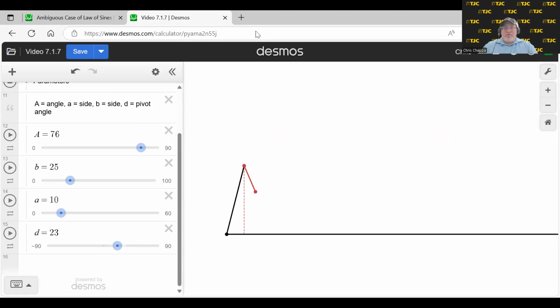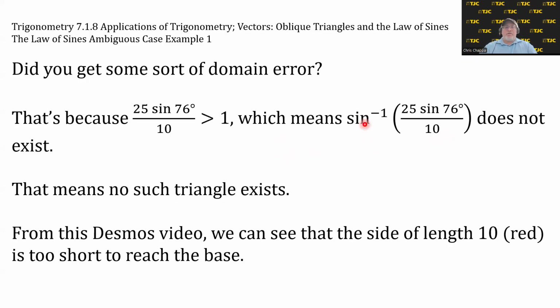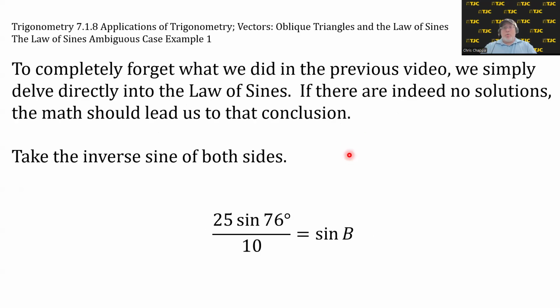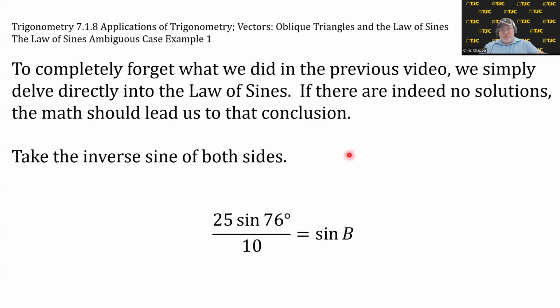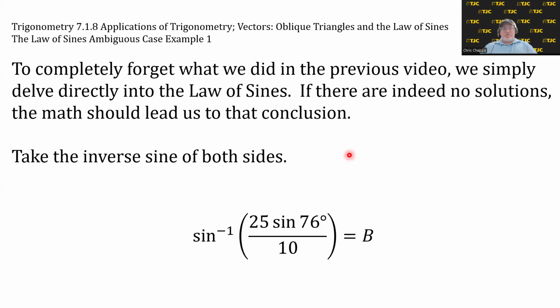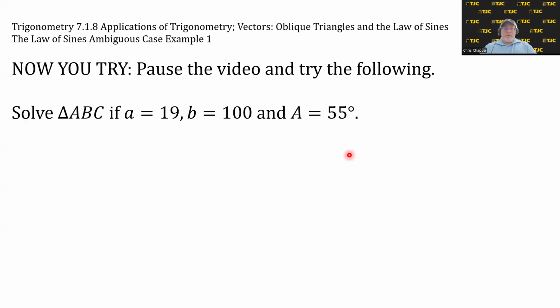So, do you want to memorize that list of criteria that says when to say what about the number of solutions? You're welcome to, but my advice is don't. Just jump into the law of sines, do the math, and if there are no solutions, you'll know when you do sine inverse and it gives you a domain error. Now, pause the video and try this one. I bet you know how it's going to end.